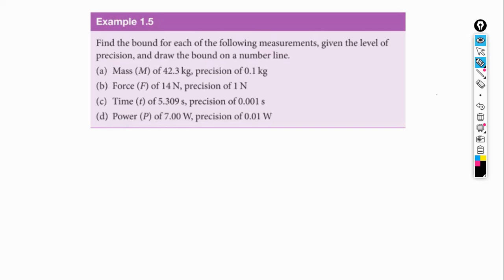So next we have example 1.5, and it says find the bound for each of the following measurements given the level of precision and draw the bound on a number line. Okay, so in this example, I'm only going to do letter A, and you guys can do the others as practice because it's the same procedure. So let's look at example A.